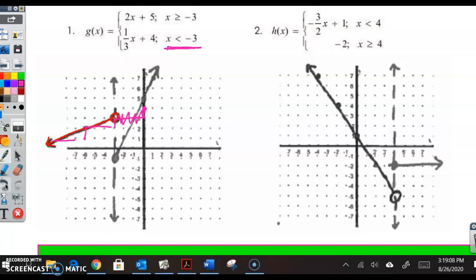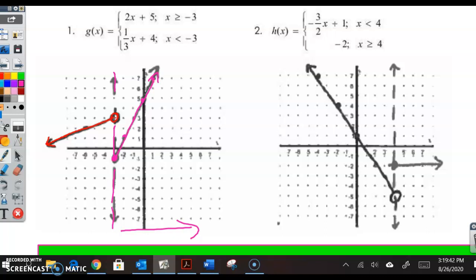And then for the other side, sometimes people switch these, and that's fine. You're practicing. For x values greater than or equal to negative 3, that is on the right of the line. So you're going to graph y equals 2x plus 5. You start at 5, slope is 2, and it's greater than or equal to, so this is a closed circle.